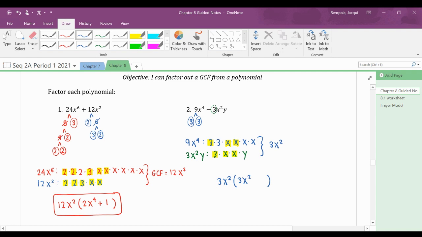There is a subtraction sign in between my two terms. So I bring down that subtraction sign, then I look at the bottom row. The only thing that's not highlighted in the bottom row is a y. So that's going to finish the rest of my parentheses, and this would be my factored answer.